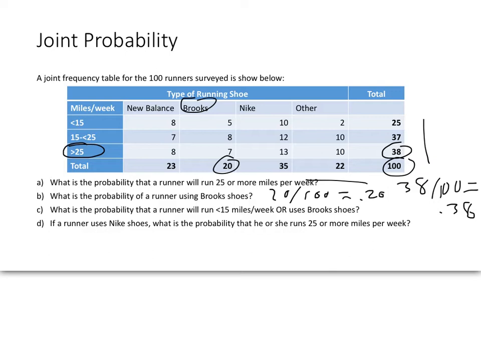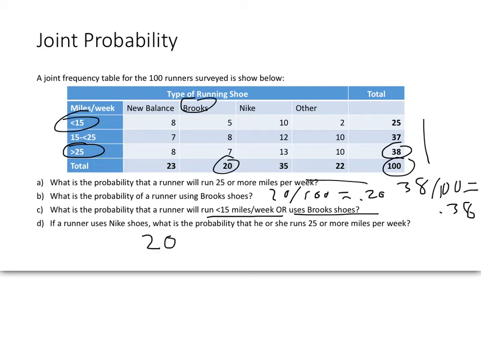Now, part C. What is the probability that a runner will run less than 15 miles per week or use Brookes shoes? With an or probability, we add probabilities together, and then we have to subtract where they overlap. We've talked about this in class. So we've got a couple of areas we want to look at now: less than 15 miles a week right here, and Brookes shoes, which you already looked at.